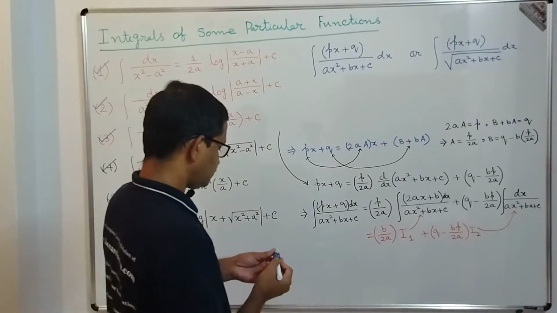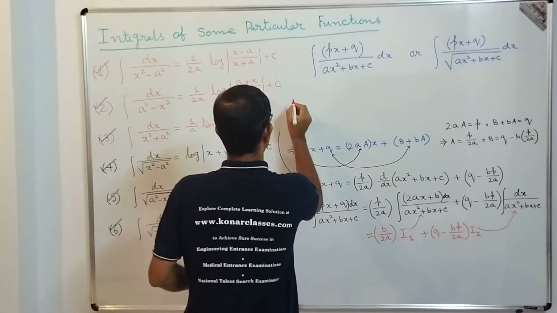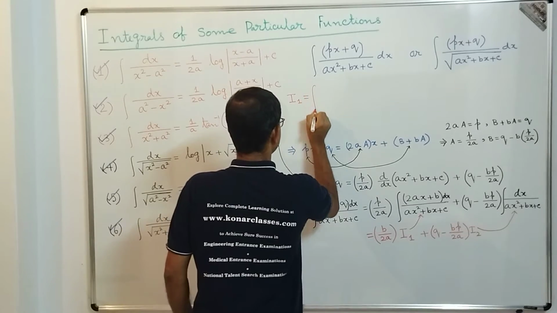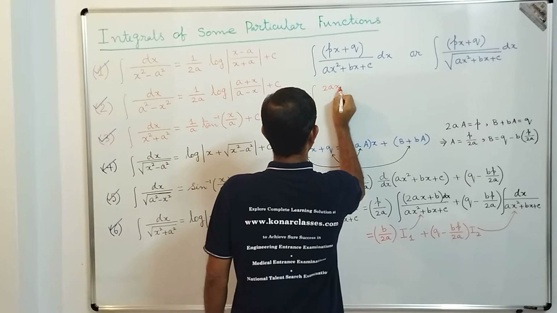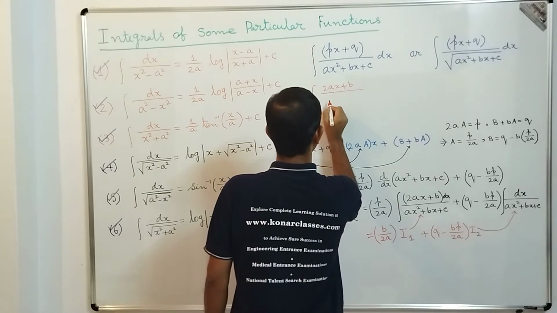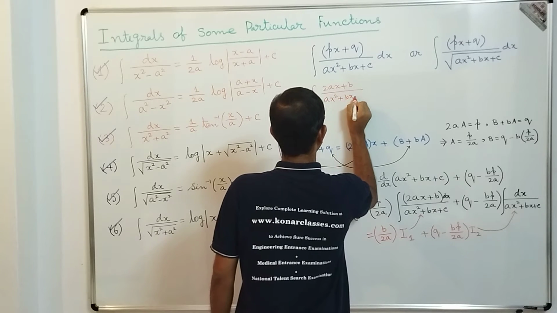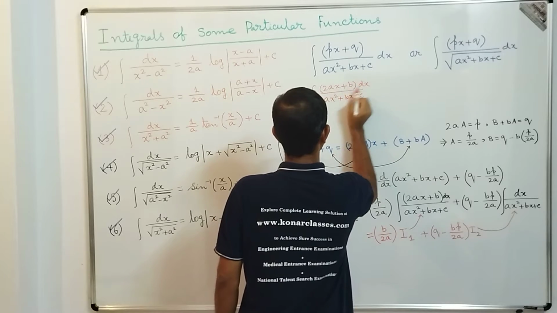So what we are going to find is the value of I1. I1 is equal to the integration of 2ax plus b divided by ax square plus bx plus c, dx.